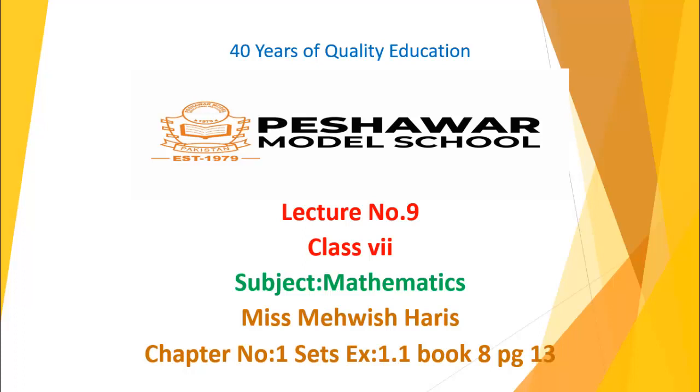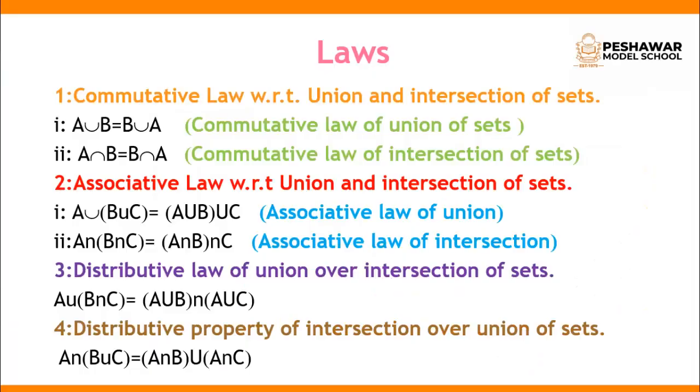This is our 9th lecture. In this lecture we have to learn about the commutative and associative laws with respect to union and intersection and their verification. It is related to exercise 1.1 that is on page number 13. Now get ready for this, boys.